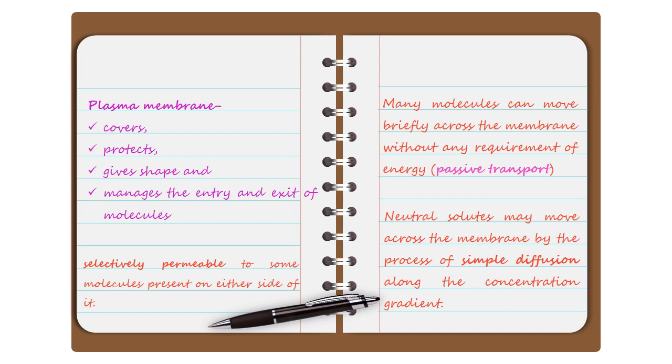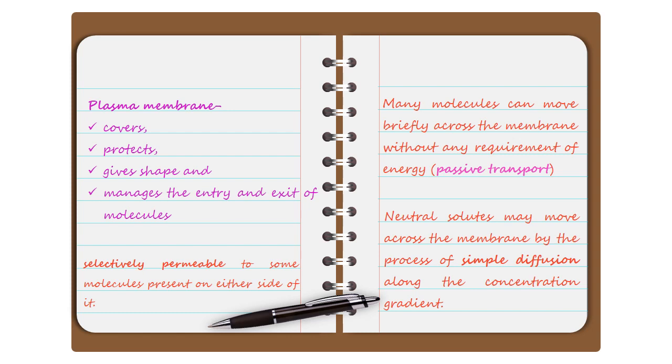And neutral solutes may cross the membrane by the process of simple diffusion along the concentration gradient. Neutral solutes, in the sense, the solutes which do not have any charge. The positive ions and the electrons are equal in them, so they won't have any charge. So neutral solutes may cross the membrane by simple diffusion.